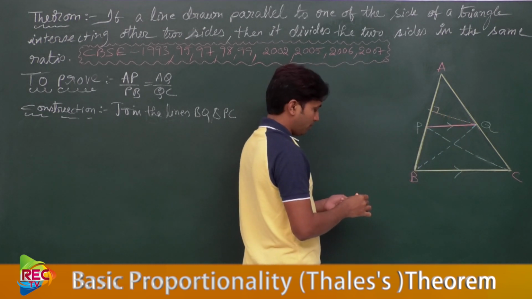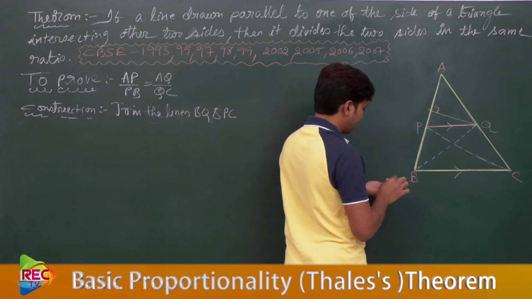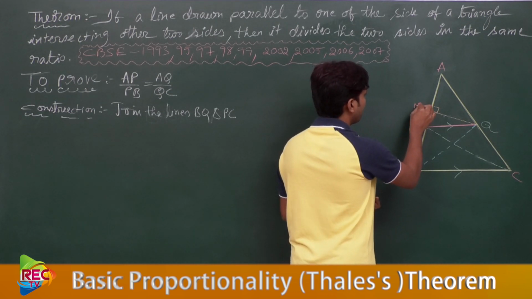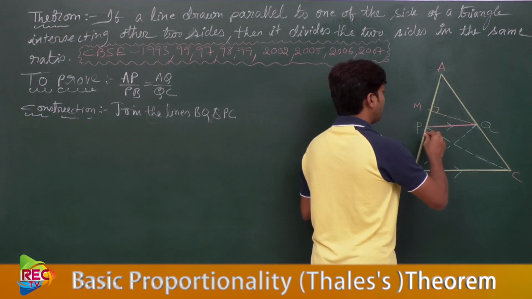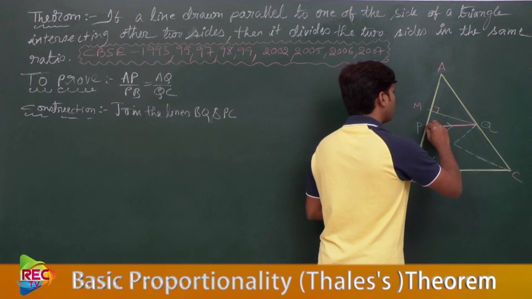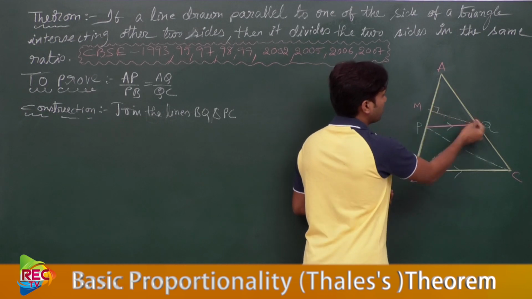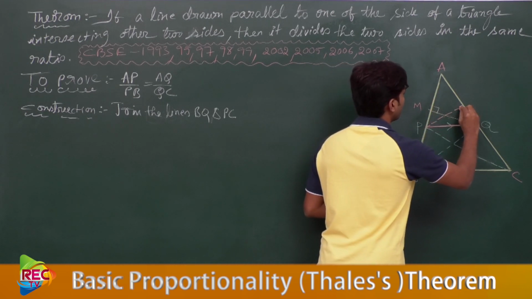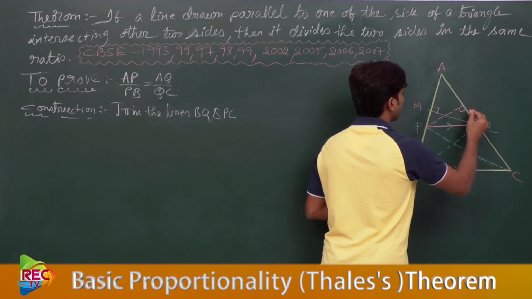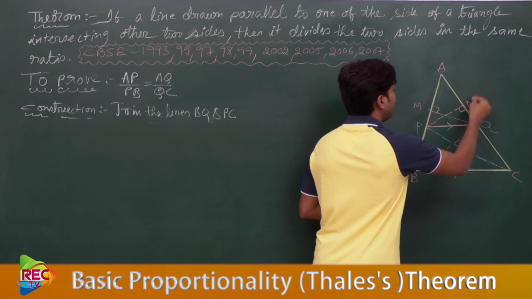Perpendicular to AP from Q. Let this point be M. And let us draw another perpendicular from P to AQ. Let this point be N.